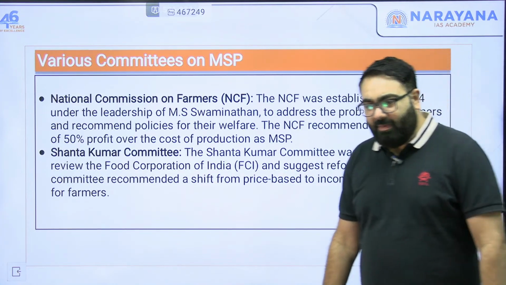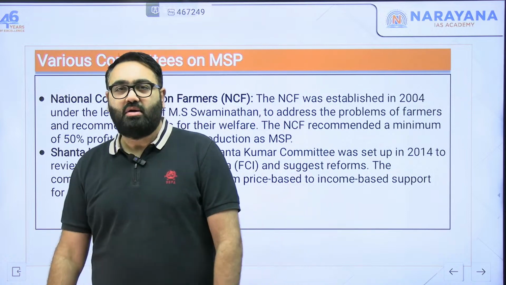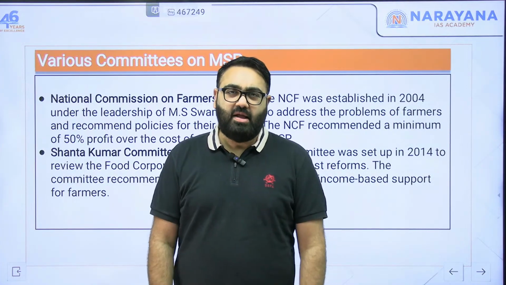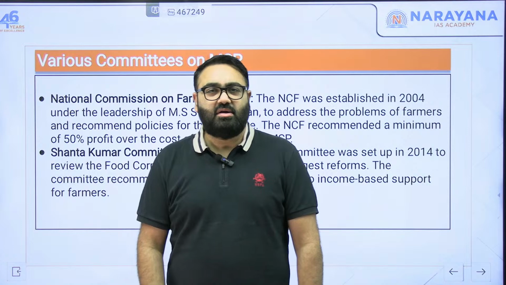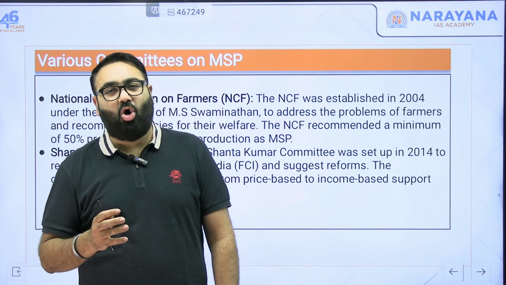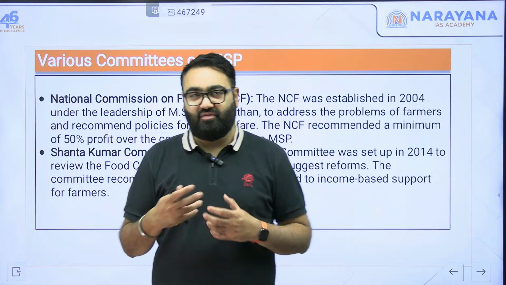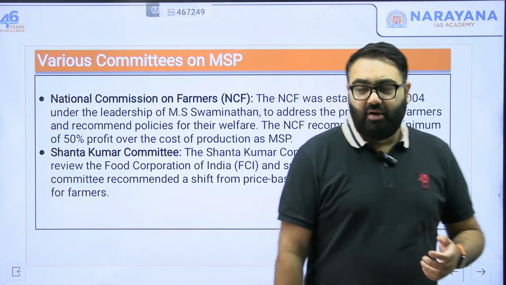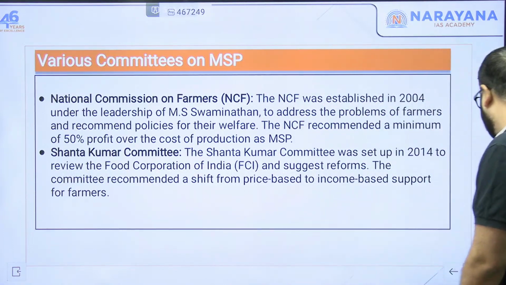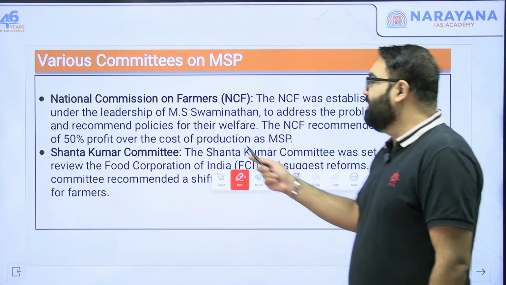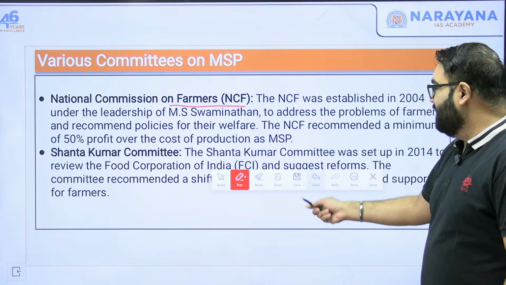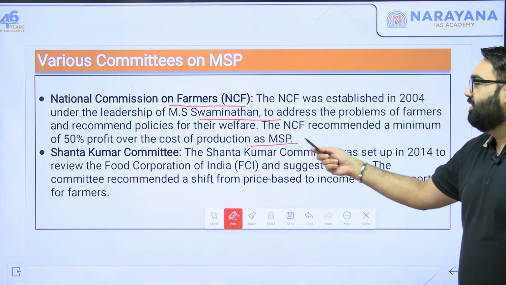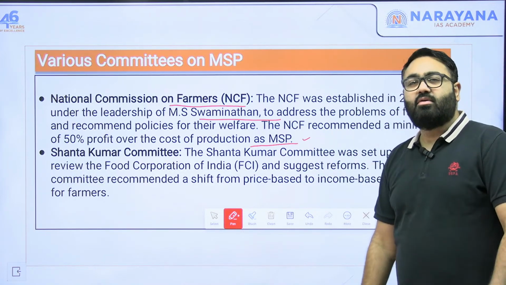Now, in the past, there have been multiple committees formed specifically on the matter of agriculture and farmer welfare in the country. The MS Swaminathan committee, very famous. It is their formula that has led to all this issue between the government and the farmers about calculation of MSP. But apart from that, there are also many other committees that have been formed in the past that you should know about. For example, in 2004, there was a committee formed called the National Commission for Farmers under MS Swaminathan. Again, as I was telling you, they are the ones that recommended that 50% should be the margin that should be kept to decide the MSP.